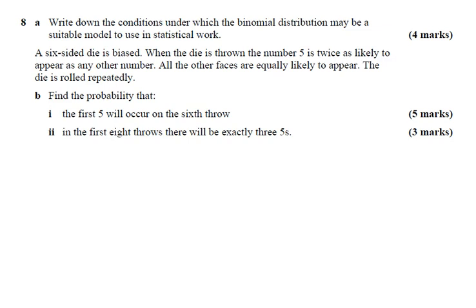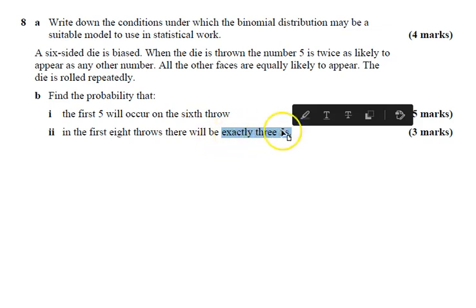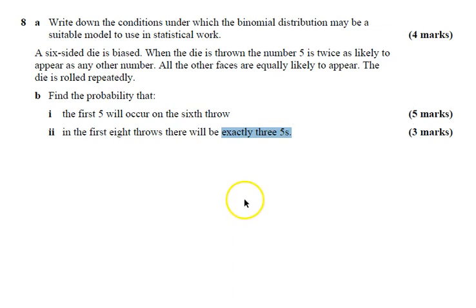Okay, and then the question part 2, in the first 8 throws there will be exactly 3 5s. So this time I think we will use binomial, because in this one we've got a set number of throws, 8, and we want exactly 3 5s. We don't care how they're ordered, whether the first 3 are 5s and then not, or if they're spaced out. So this is a binomial question.